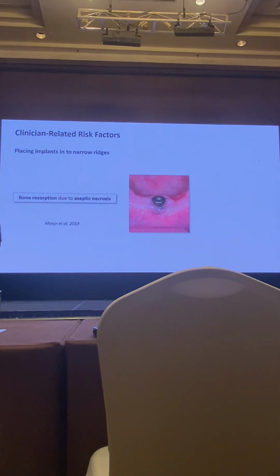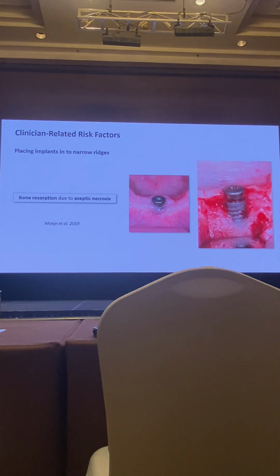Placing implants into narrow ridges. If you put an implant into a narrow ridge, it develops inflammation, aseptic necrosis. We spoke about that this morning. Whose fault? The narrow bone is a patient risk factor, yes. But me putting the implant in. This is my case, I put this implant in. That was my decision, to try and save the patient a bone graft. It didn't work. Now we have a susceptible implant sitting there. Fortunately, it's still being maintained. But it's a clinician-related risk factor if you choose to proceed with the treatment.